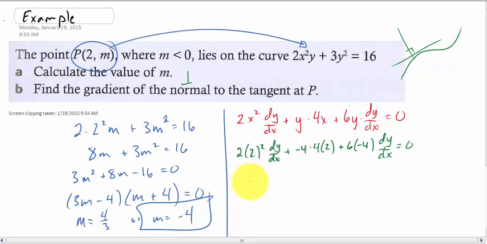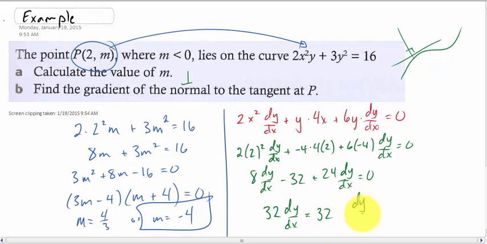And here we go. We have 8 dy/dx minus 32 plus 24 dy/dx equals 0. Again, get everything that has a dy/dx on one side, everything else to the other. We have 32 dy/dx equals 32, so dy/dx is equal to 1.